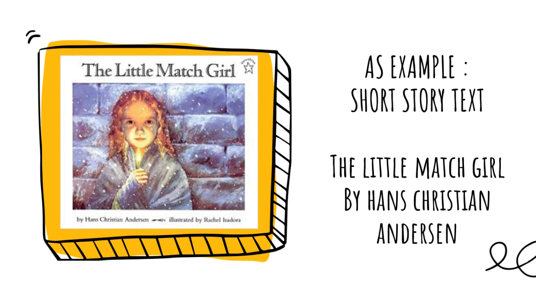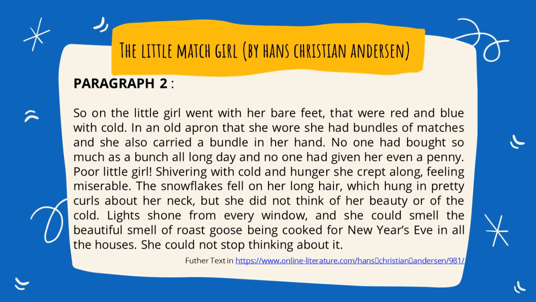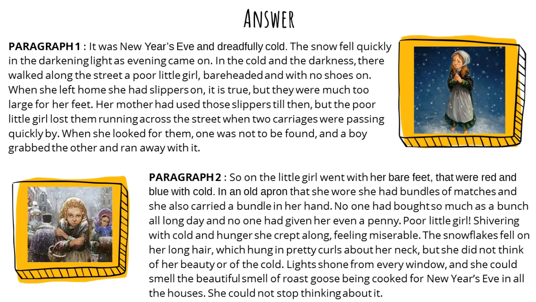As example short story text, The Little Match Girl by Hans Christian Andersen. This is the first paragraph and the second paragraph of the short story text. So you must have some pieces of the pictures related to the content. So, after the students read all of the paragraphs, directly they can match the pictures to the paragraph.